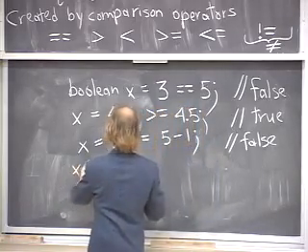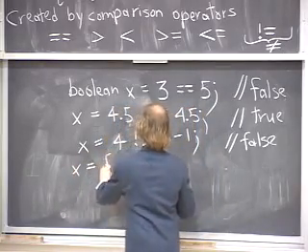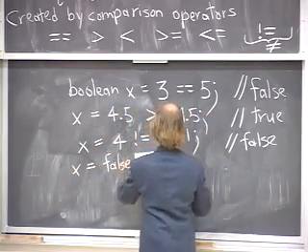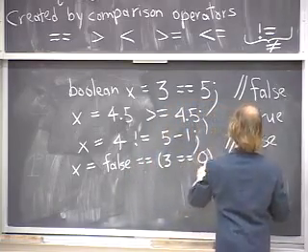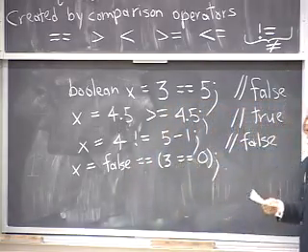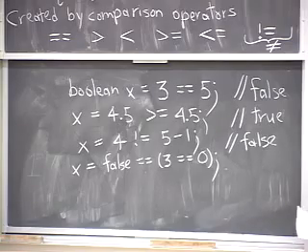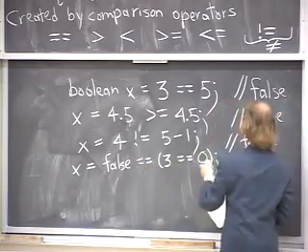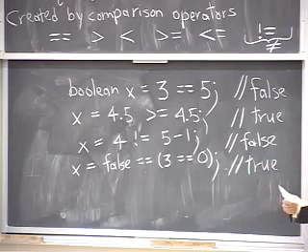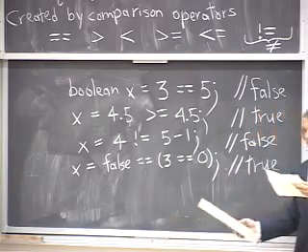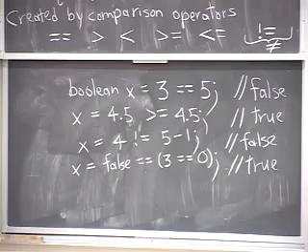And I can even use the equal and not equal sign on Booleans themselves. So here I test whether 3 is equal to 0. That's false. And then I test whether false is equal to false. And that's true. False is equal to false. Any questions about that? Yes?